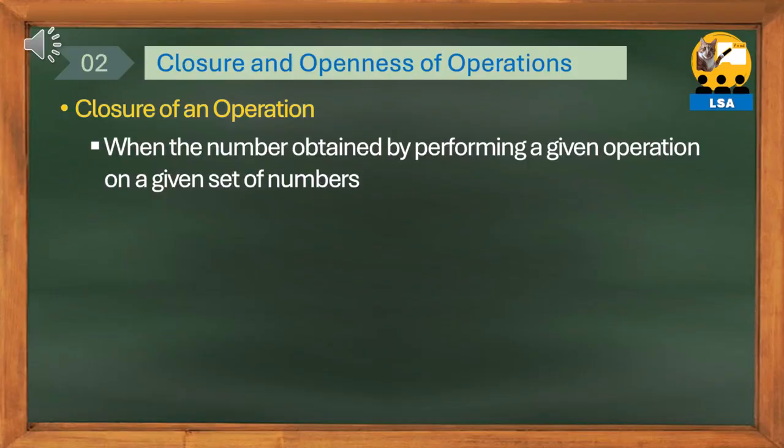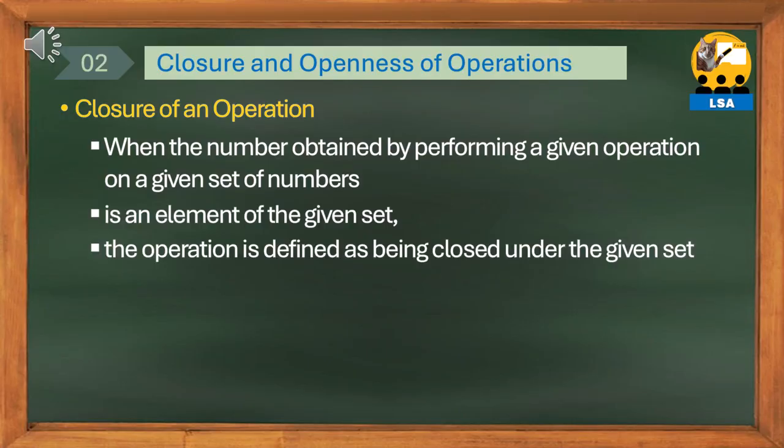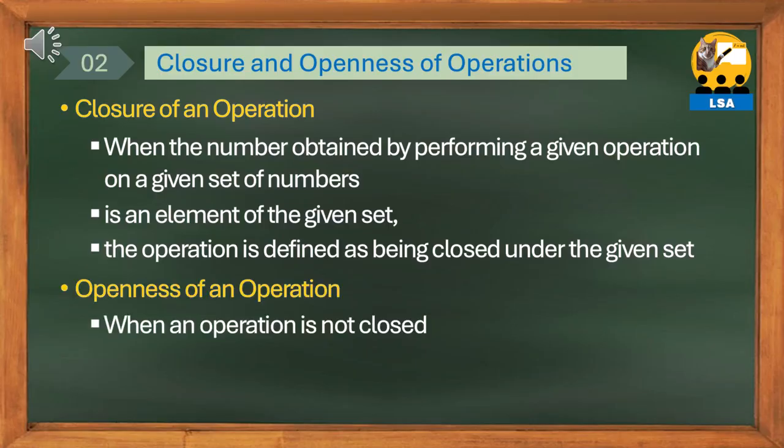The general definition of the closure of an operation is that when the number obtained by performing a given operation on a given set is an element of the given set, the operation is defined as being closed under the given set. It is called closed because the result of the operation is trapped within the set. When an operation is open, it means the operation is not closed, meaning the operation result is not an element of the set. Applying the law of excluded middle to the closure and openness of operations, there is no third case other than being closed or open.